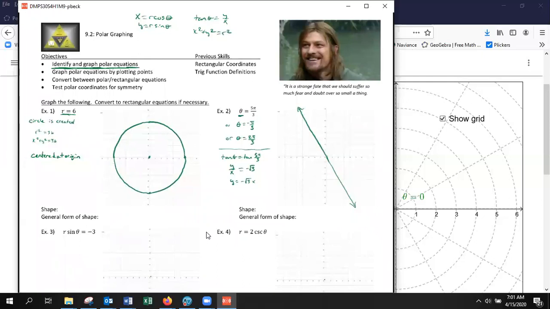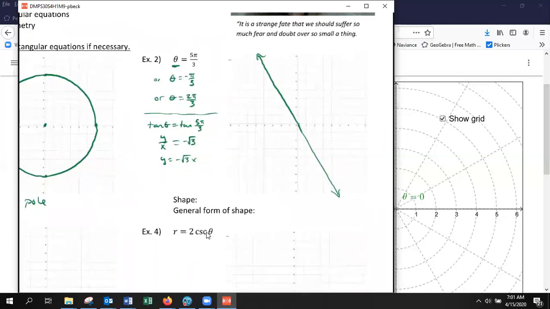So let's fill in our general information. Our shape, if we just have a radius, is a circle centered at the pole. The general form of this shape is r equals k, where k represents any number. And if we have just a graph that's based off theta, this is a line through the pole, and the general form of this is theta equals k.